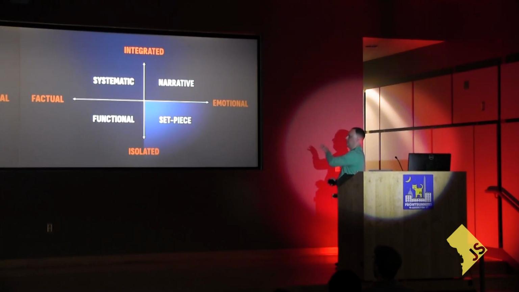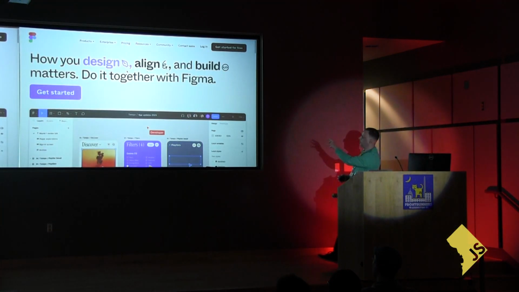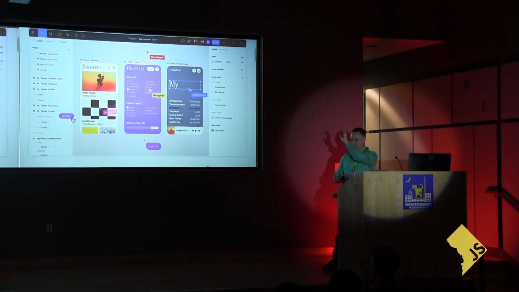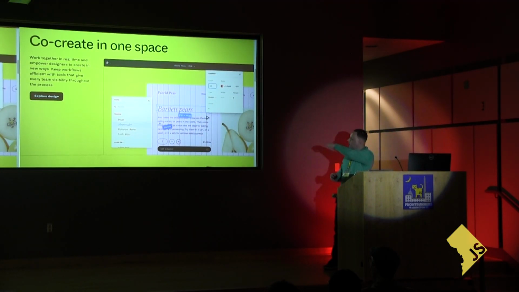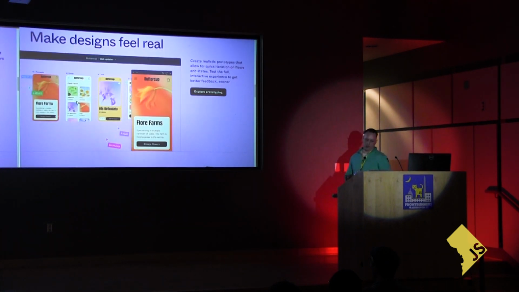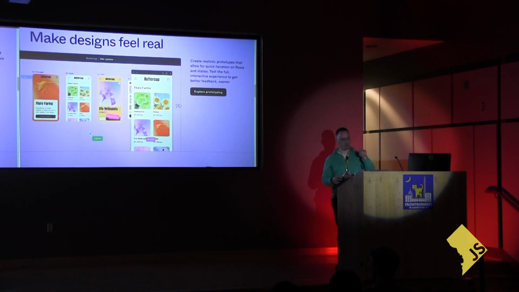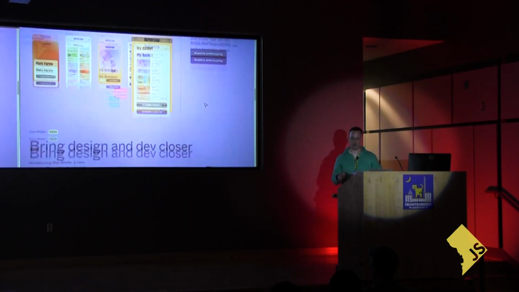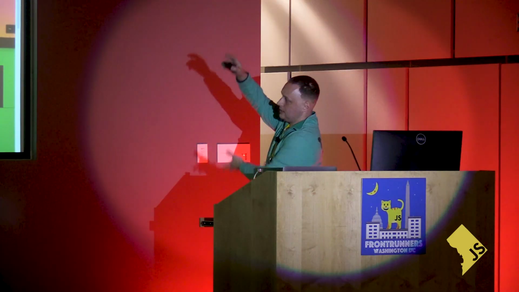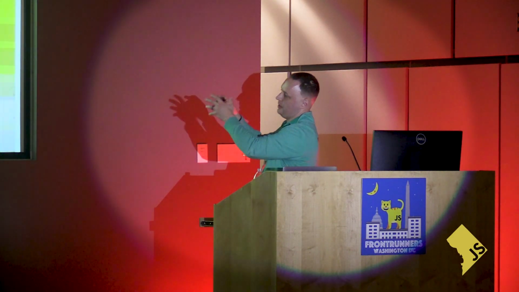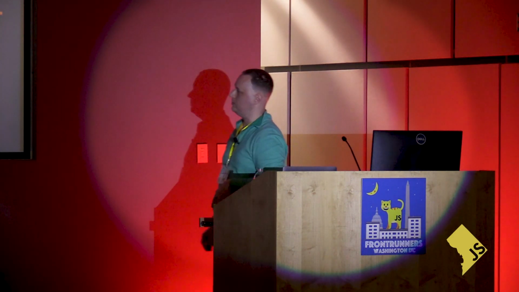So let's hop over to the other side. We'll talk about set piece. A set piece motion pattern is something that is emotional and isolated. So this is Figma's website. Many of you are probably very familiar with this. But we have these little animations on here that give a feel of what it's like to work in the application. There's a sense of collaboration as the cursors fly around, and it's conveying a little bit of emotional information, but they're contained. They're isolated into these areas, and that's what makes them set piece animations.